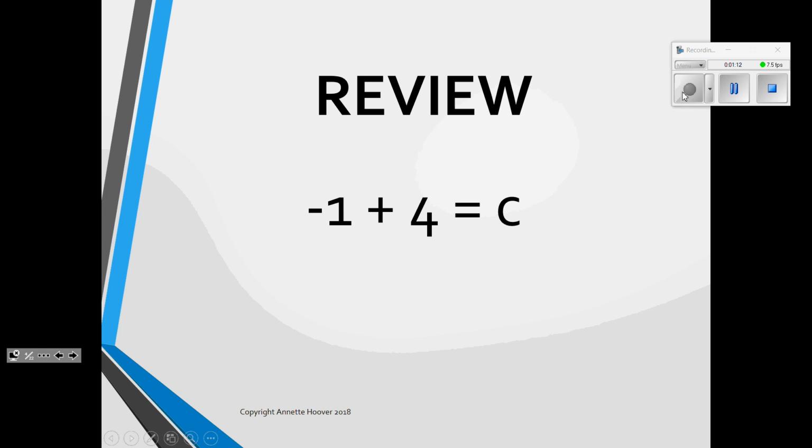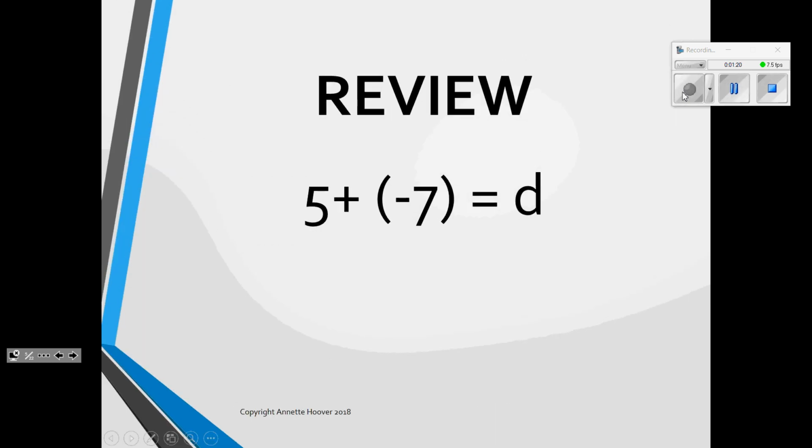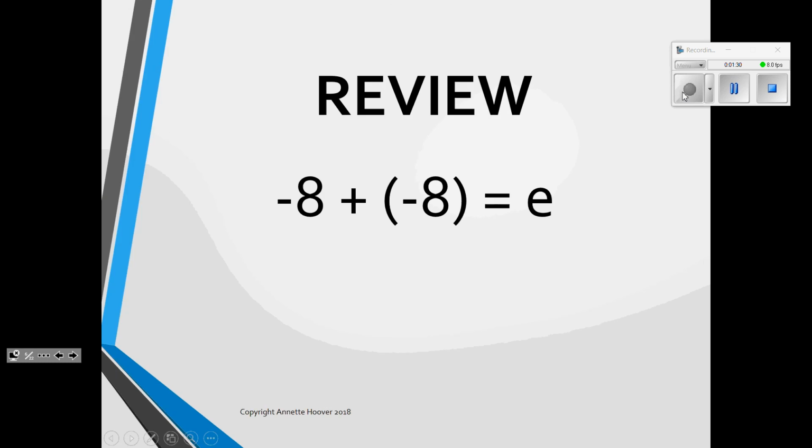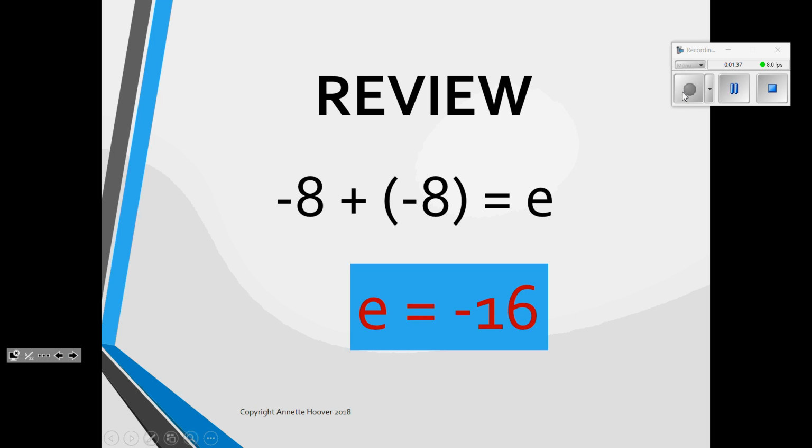Different signs, subtract. Keep the sign with the greatest absolute value. So that would be 3. Different signs. -7 has the greatest absolute value, so we keep its sign. We know it's going to be negative, so it'll be a -2. Same signs, we're going to add and keep the negative sign, so that would be a -16.